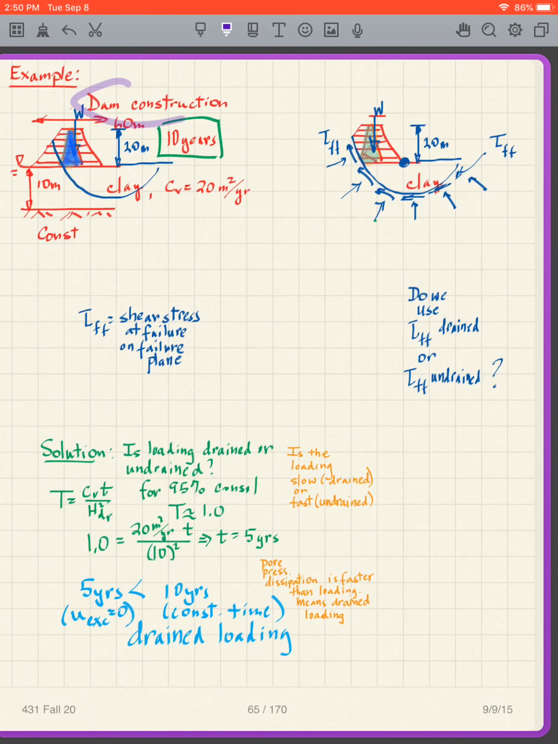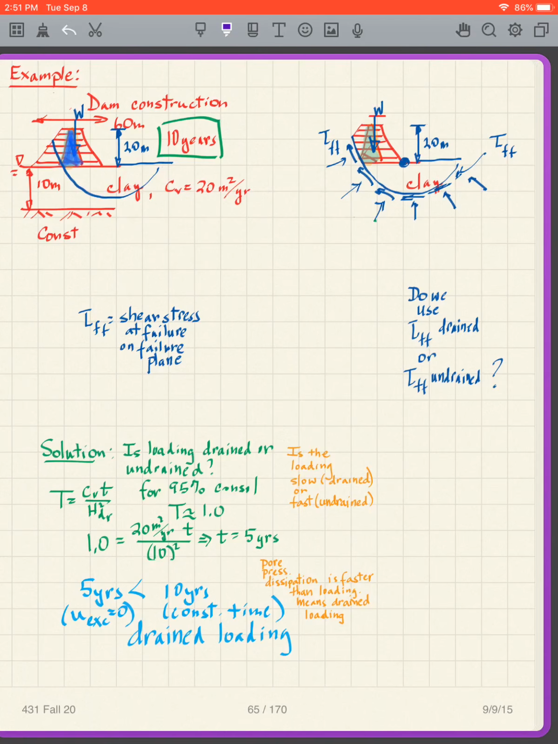Okay, so I'm going to construct a dam, for instance, and I've got clay. I've got 10 meters of clay. Here's my dam. Here's my C sub V for that clay. The dam is, for instance, 20 meters high. And we build the dam in layers. So it's an earth dam, we're piling dirt up, basically. And what we're worried about, for instance, is a failure taking place along this shear plane.